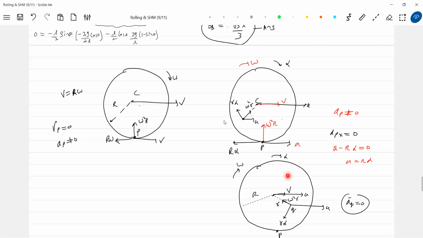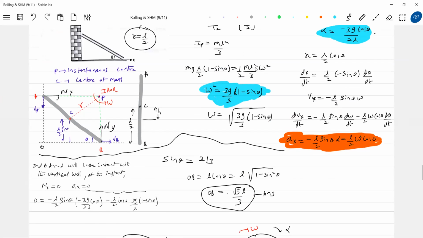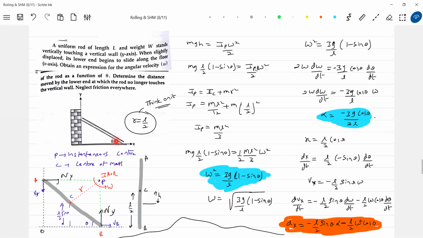So try to check it. In this quarter, it is possible. What is omega? Omega is d theta by dt. So what is theta? We define theta here. The rod rotates about this particular point here.